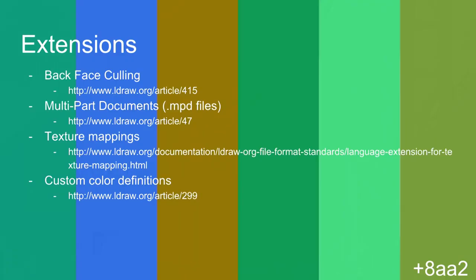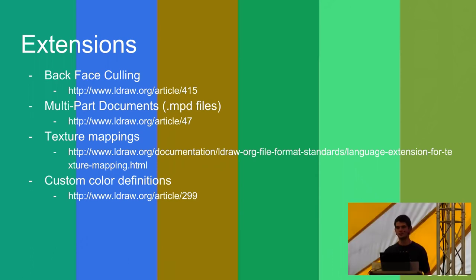And this format's pretty simple, but there are extensions to it. So the standard is open and available online. There are additional parts to it, not in the standard. One of those extensions is for backface culling. So what is that?